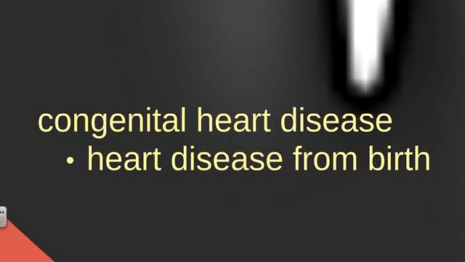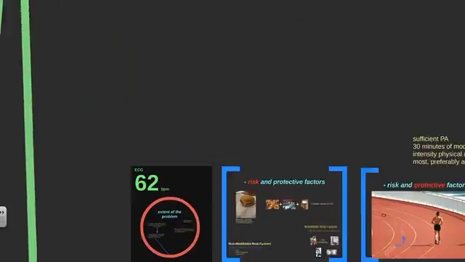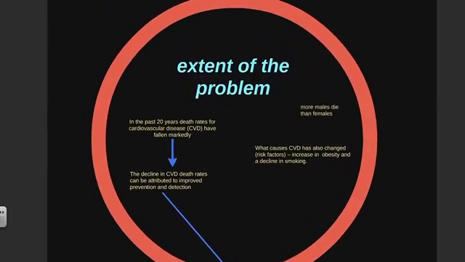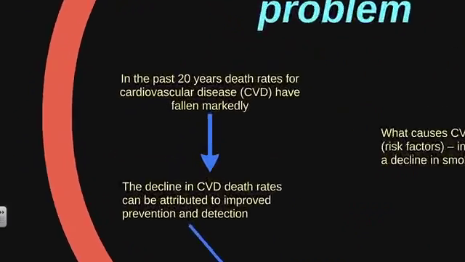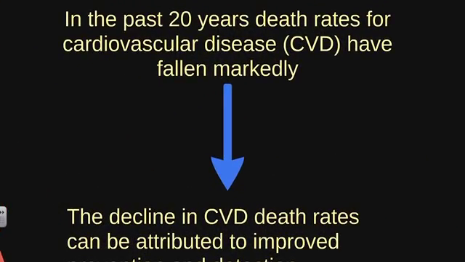Congenital heart disease, which is a birth defect, and if the doctors pick that up early enough, it can be operated on at a young age, and patients can often lead a normal life. The next of the dot points is extent of the problem. So how big is the problem of cardiovascular disease in this country?